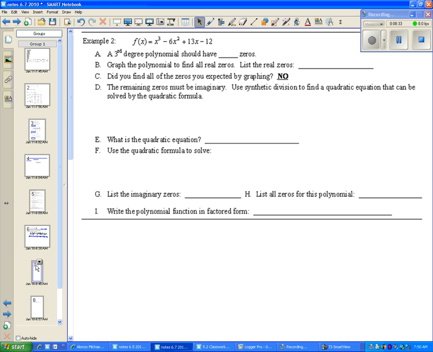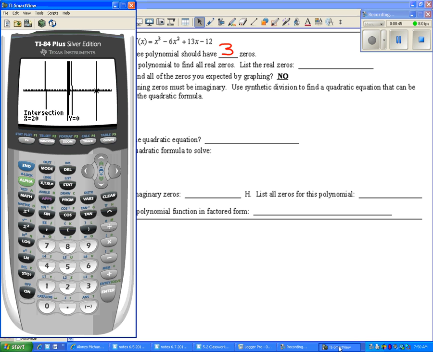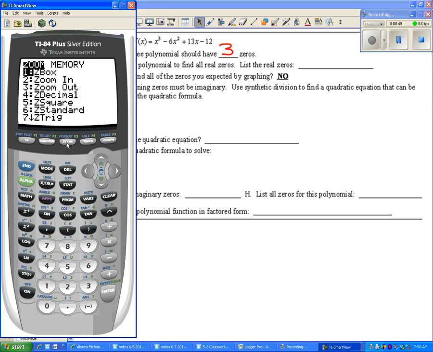Number 2, this is a third-degree polynomial, so I should have 3 zeros. Graph the polynomial to find all real zeros. List the real zeros. So again, I'm going to pull up my handy-dandy little calculator. I'm going to hit zoom 6 to go to a standard window, because I like a standard window to start with on all of these.